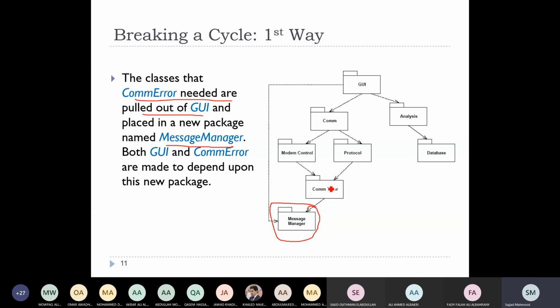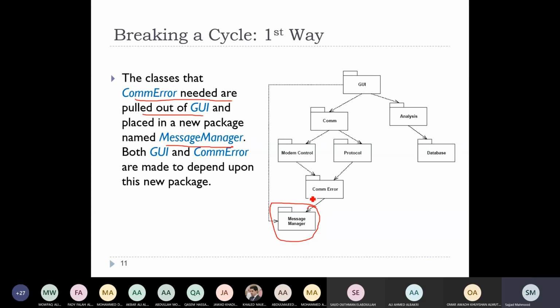Now, if I have to change a release protocol, do I have to change everything? No. What will be the things I will have to change or check or test? Common errors and message manager. Exactly. Exactly. All right.